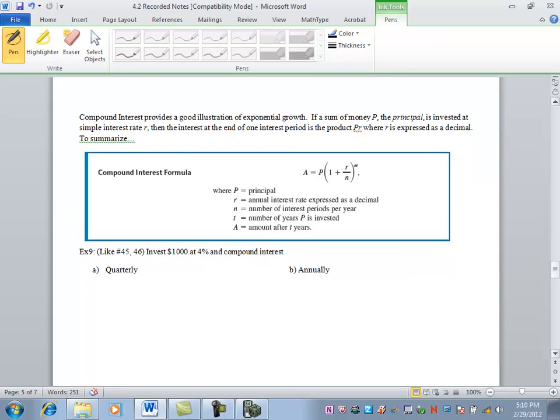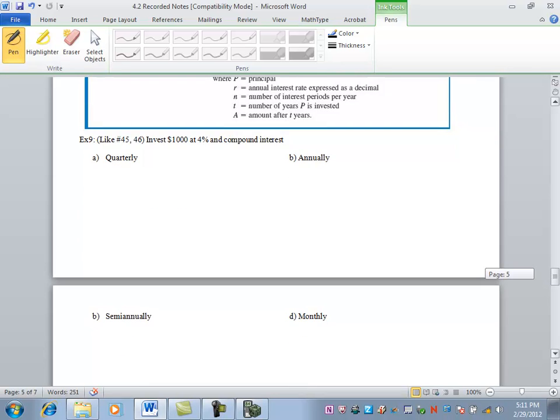Finally, one last example here. I've always said that if I can explain things in terms of food and money, then people will get it. We've got an exponential function here that involves interest, and I'm sure it's one that some of you have thought about before. We're going to invest $1,000 at 4%, and our compounding periods are going to be a little bit different.